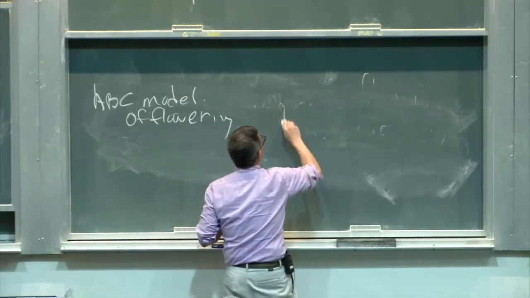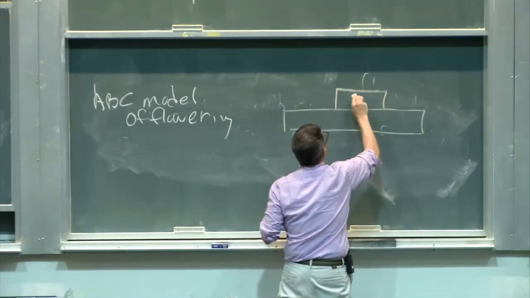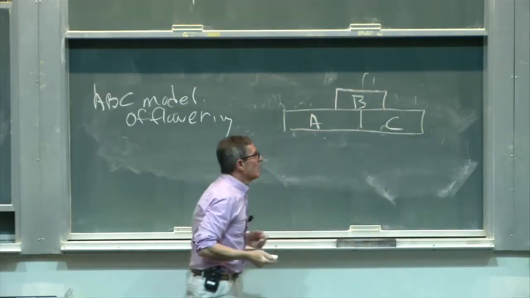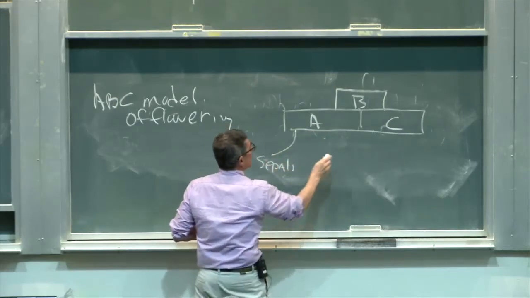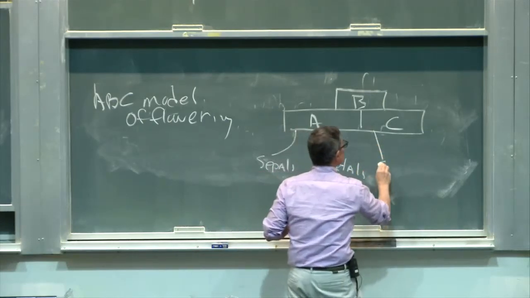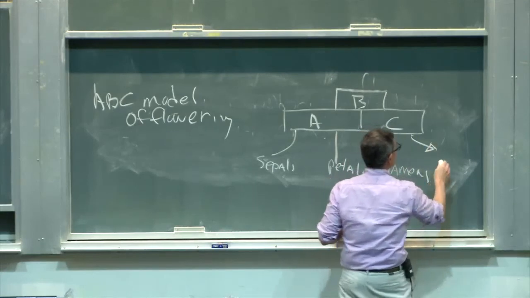And that model, as a cartoon to help you remember it, has B here, A here, and C here. If only A is turned on, we make sepals. If A and B are turned on, we make petals. If B and C are turned on, we make stamens. And if only C is turned on, we make carpels.